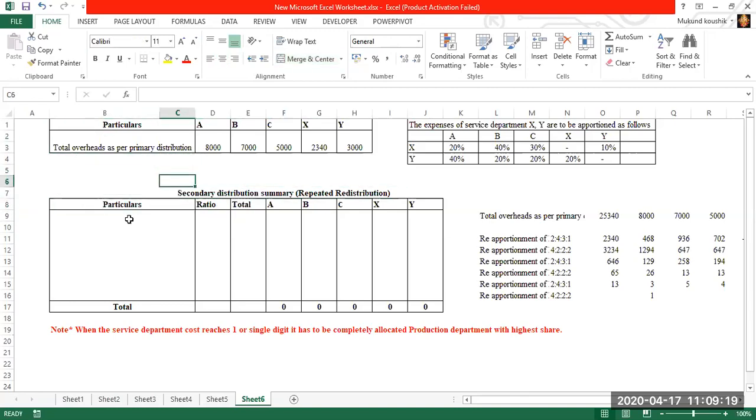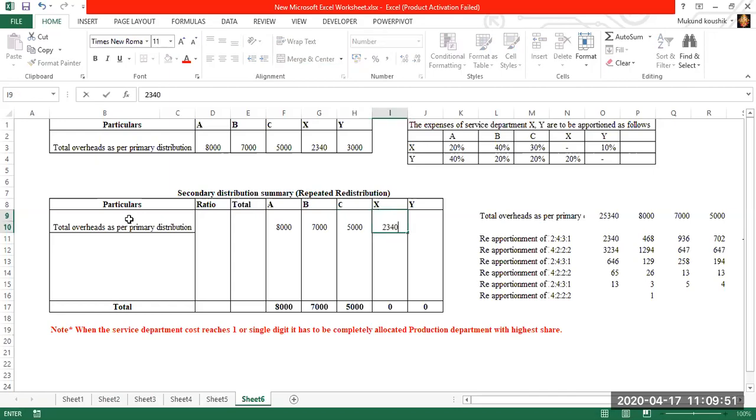You have to start with the total as per primary distribution. Whatever total as per primary distribution we have got, the same amount we write. For department A they have given 8,000, so we write 8,000 for department A. Department B they have given as 7,000. Then department C we have overheads of 5,000. Then department X we have 2,340 and department Y we have 3,000.